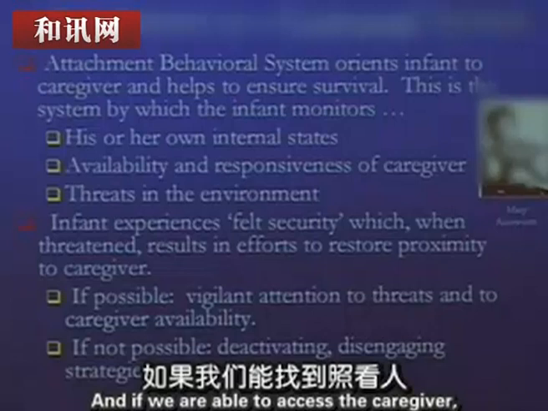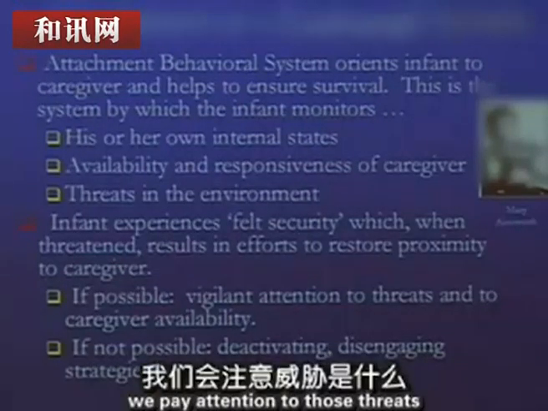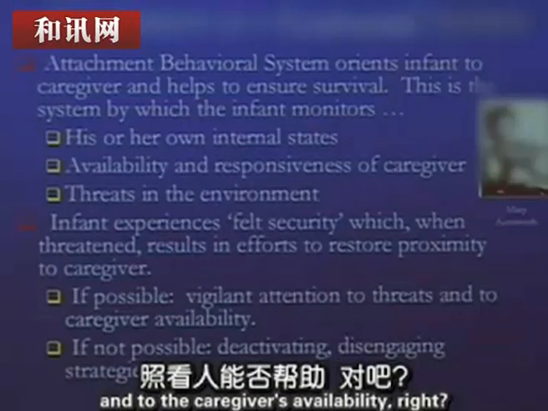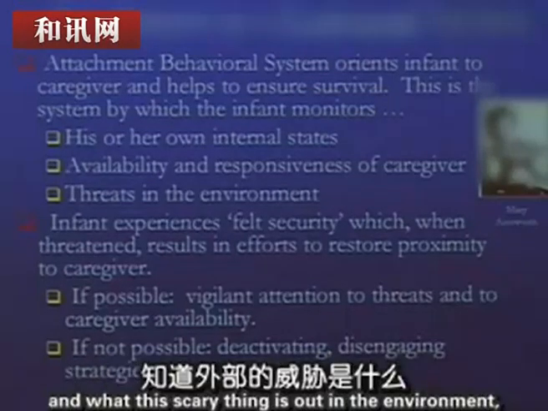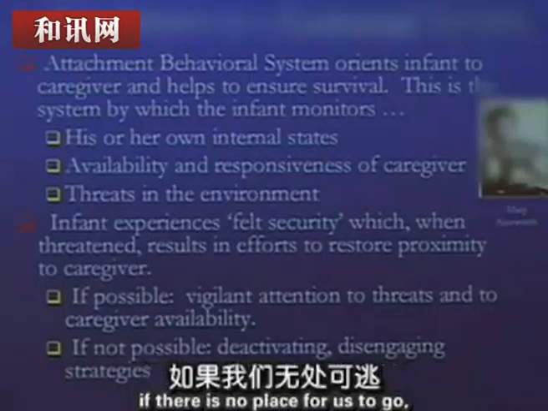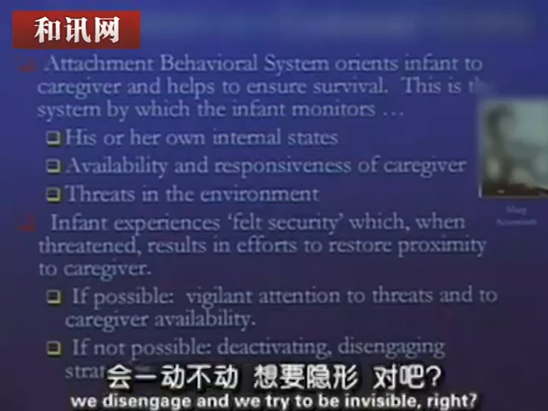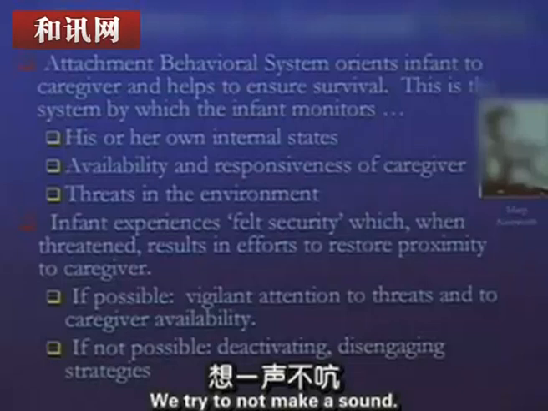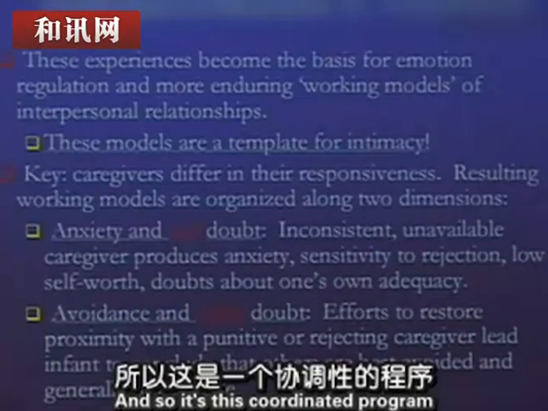And if we are able to access the caregiver, if the caregiver is nearby, we pay attention to those threats and to the caregiver's availability, right? We're tracking where mom is or where dad is and what this scary thing is out in the environment. But if the caregiver is not available, if there's no place for us to go, if we're stranded, we deactivate. We disengage and we try to be invisible. We try to not make a sound. That's the universal system, right? And so it's this coordinated program.